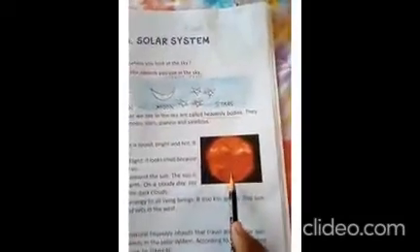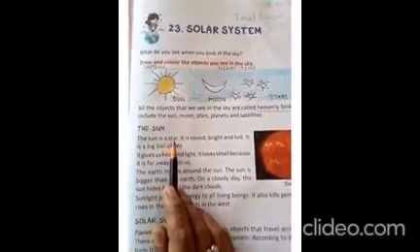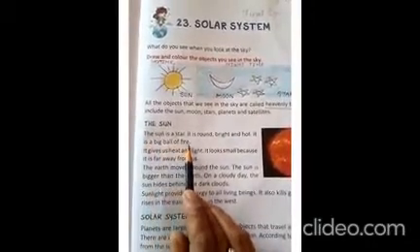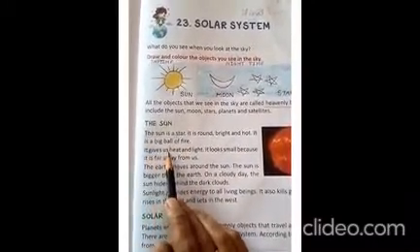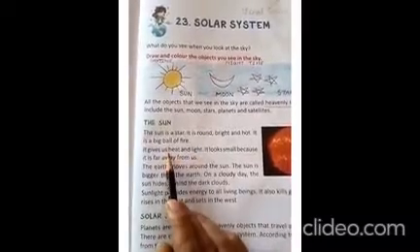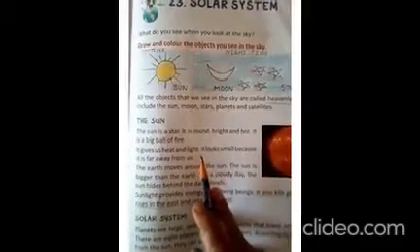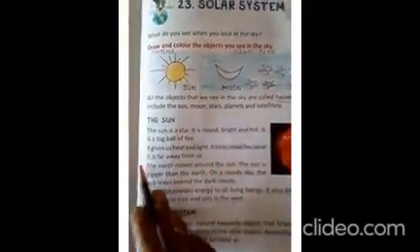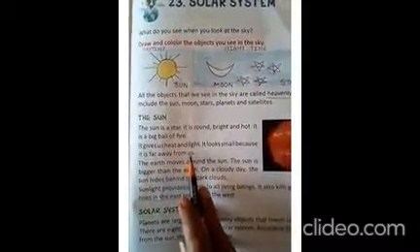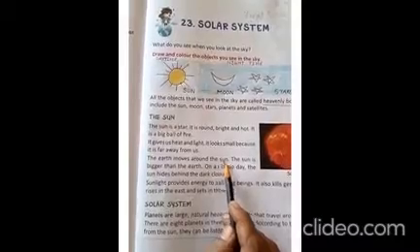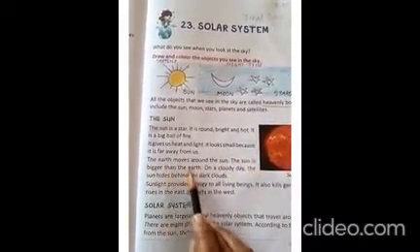Now, here is the picture. The sun is a star. It is round, bright, and hot. It is a big ball of fire. It gives us heat and light. What do you get from the sun? Heat and light. It looks small because it is far away from us. The earth moves around the sun. The sun is bigger than the earth.